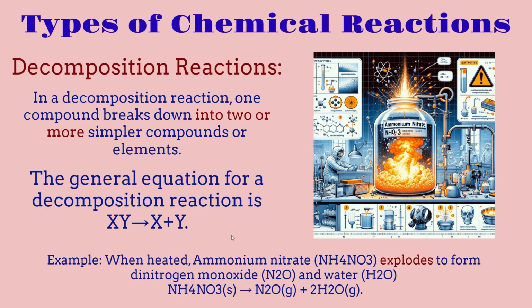An example is when heated, ammonium nitrate explodes to form dinitrogen monoxide and also water. In this case, the formula would be ammonium nitrate is equal to dinitrogen monoxide and water, where ammonium nitrate is the xy, and that is equal to x, which is dinitrogen monoxide, plus y, which is water. If we look at this picture here, you have ammonium nitrate and then you heat it up, then it just explodes and forms these 2 different types of compounds. So this is our second type of chemical reaction, which is the decomposition reaction.